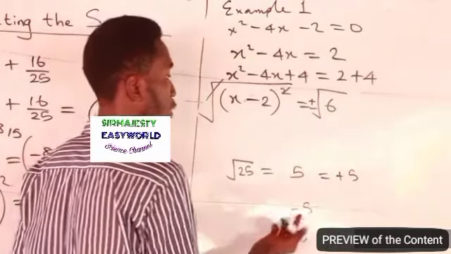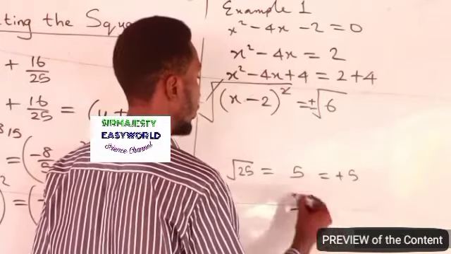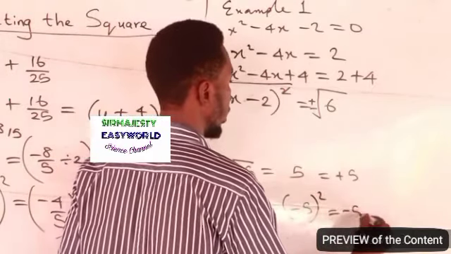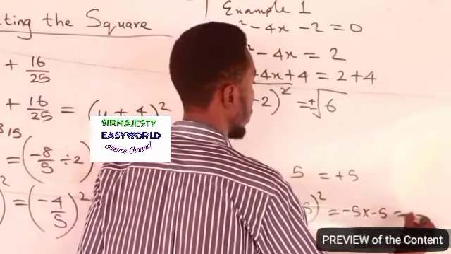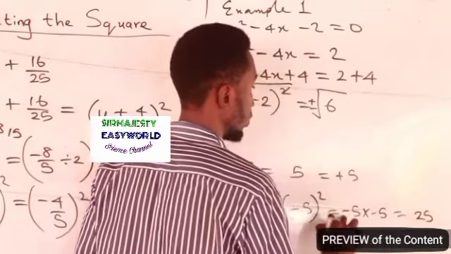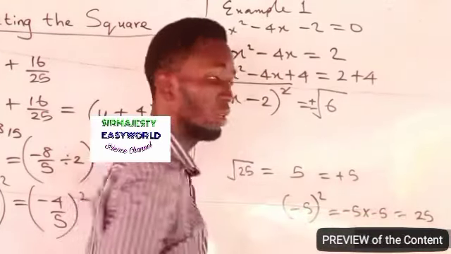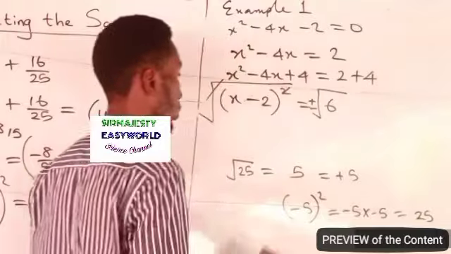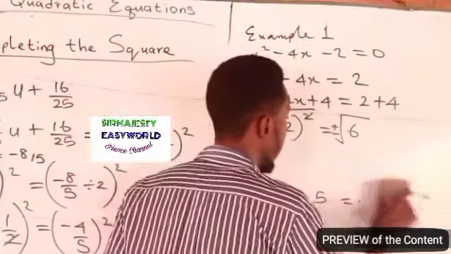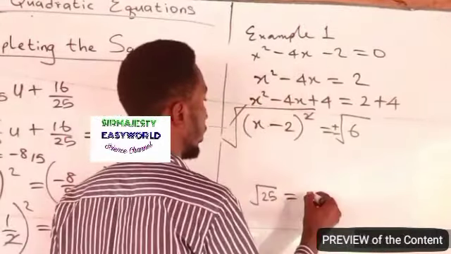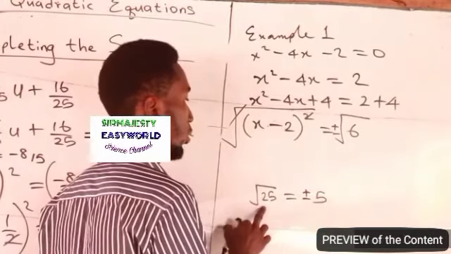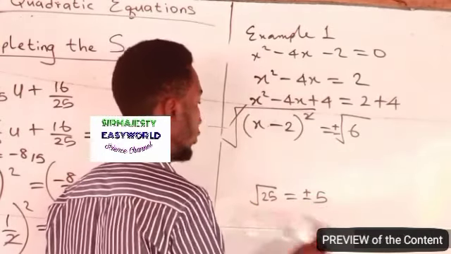The square root of 25 can also be minus 5, because minus 5 squared is equal to minus 5 times minus 5, which is equal to 25, because minus times minus is plus. So there you have it. That is why whenever you take the square root of a number, the correct way of representing it is plus or minus. So the square root of 25 is plus or minus 5.